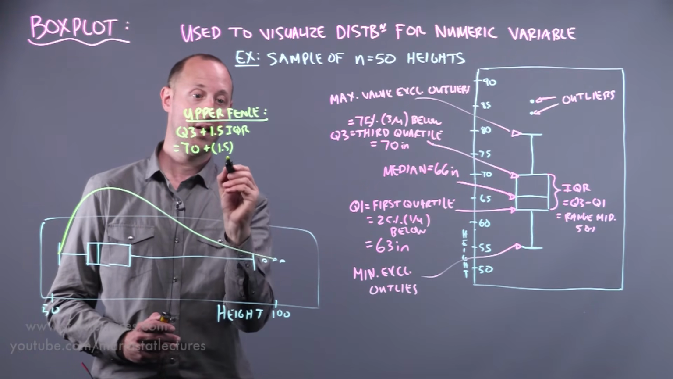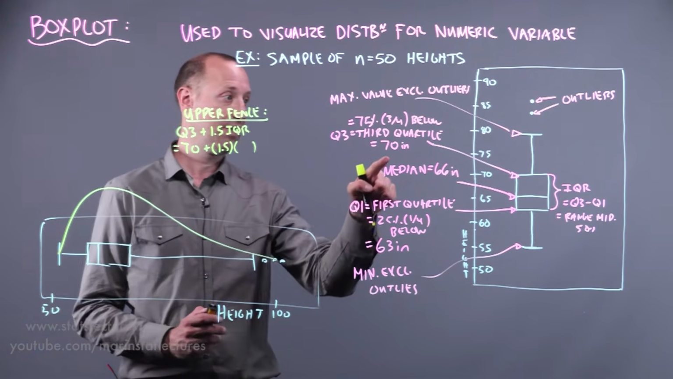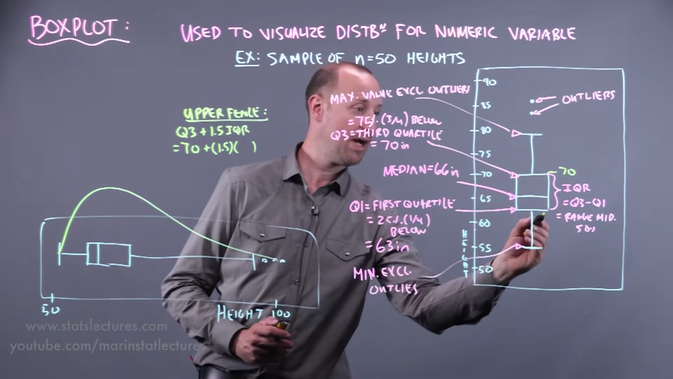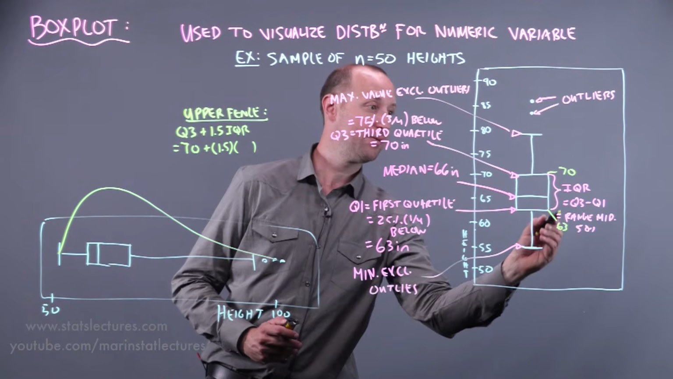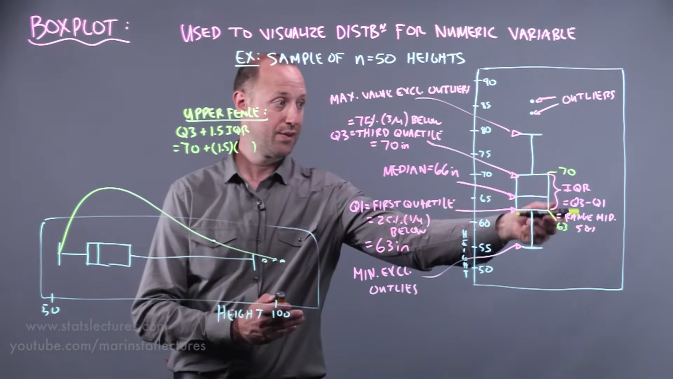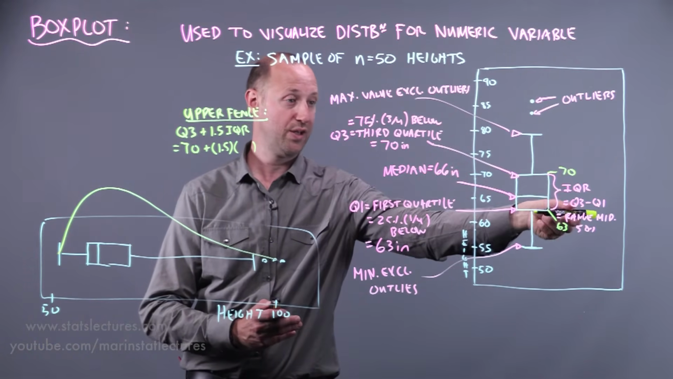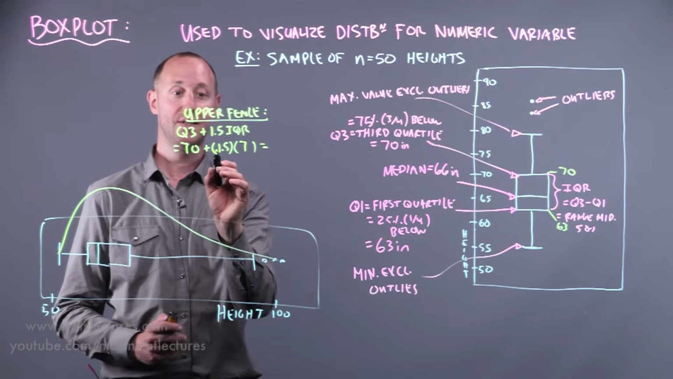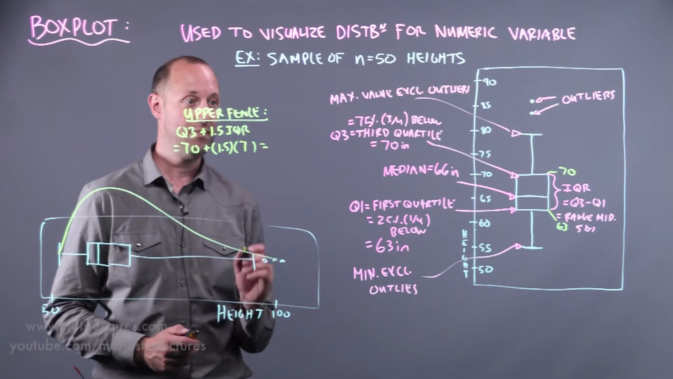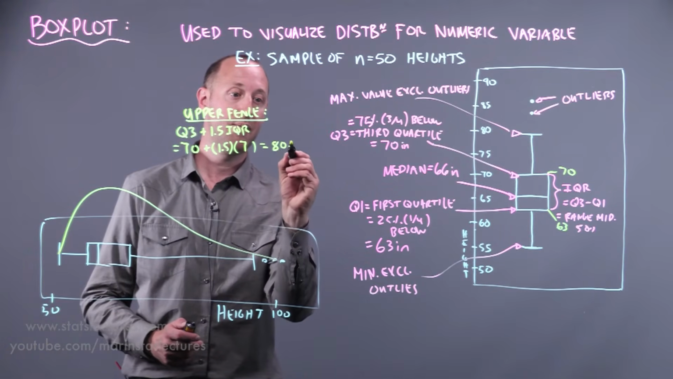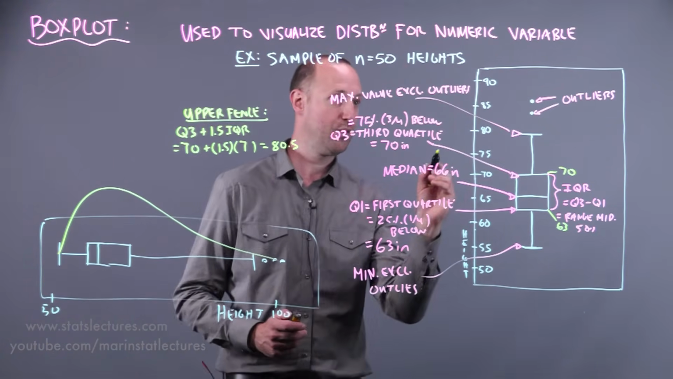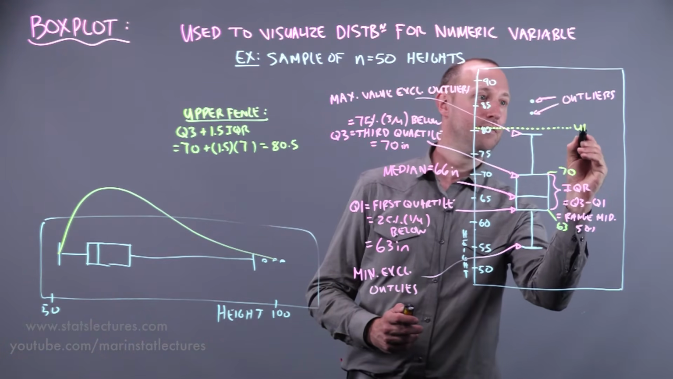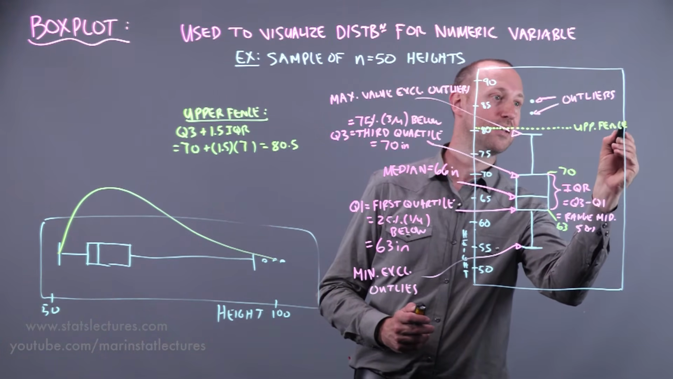And if we add 1.5 IQRs, the interquartile range is 70 minus 63, or 7. The range between Q3 and Q1, or these quartiles, is 7. So if we take 70 plus 1.5 times 7, that gives us 80.5. So going here from 80.5, this is where the upper fence gets drawn in.